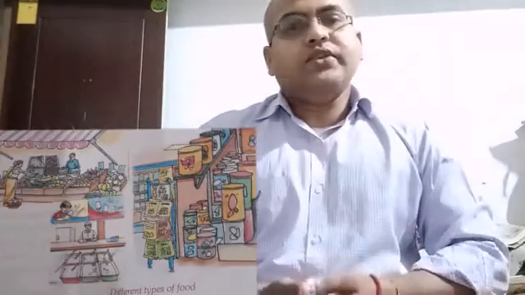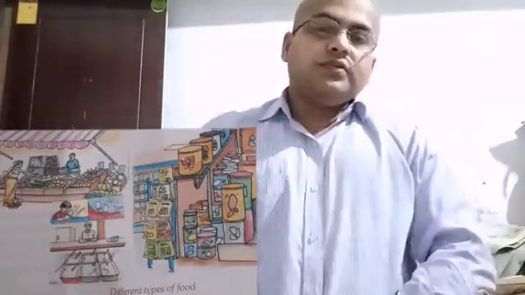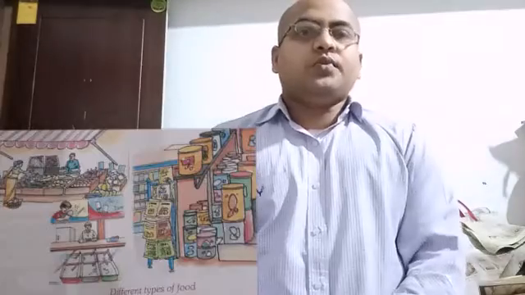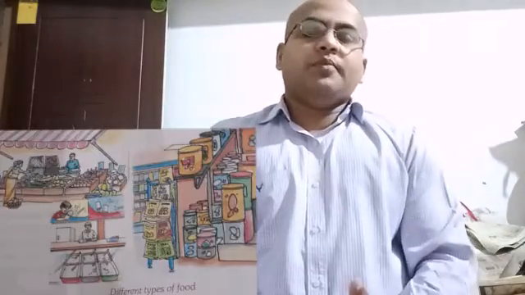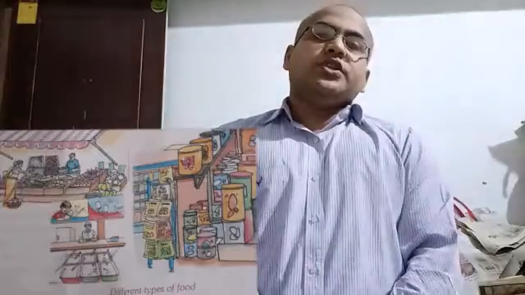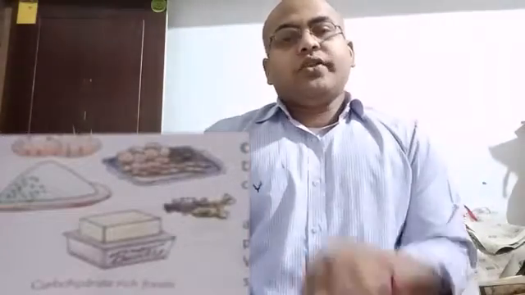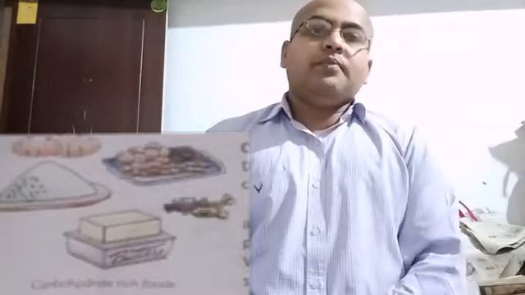So we know, class, that a balanced diet is a diet which contains all the nutrients of a food, and in food there are carbohydrates, fats, proteins, minerals, vitamins, roughage and water. So these are the 7 things which a balanced diet must contain. These nutrients should be present in the balanced diet.